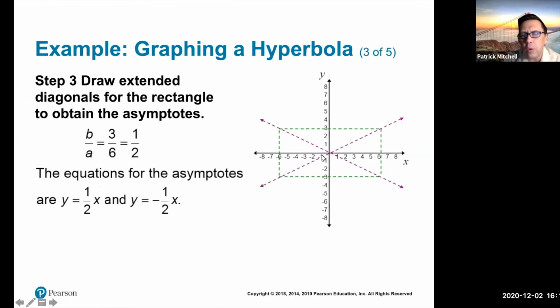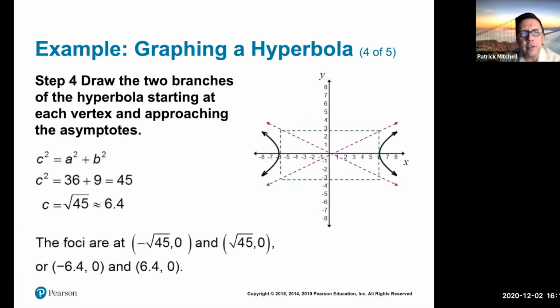All right, so you see how then you get the asymptotes. They just extend through the diagonals of that rectangle. So the extended diagonals of that rectangle have slopes 1/2 and negative 1/2. So the equations for the asymptotes are y equals 1/2 x and y equals negative 1/2 x.